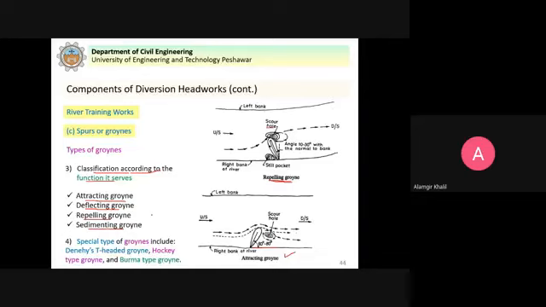And we also have some special types of groins that include the T-headed groin, which is in the form of a T, or the hockey type groin, which is in the form of a hockey stick like this, and the Burma type groin. So we can discuss the design of groins in detail also. But here we briefly discuss them as components of diversion headworks. These are essentially river training works.